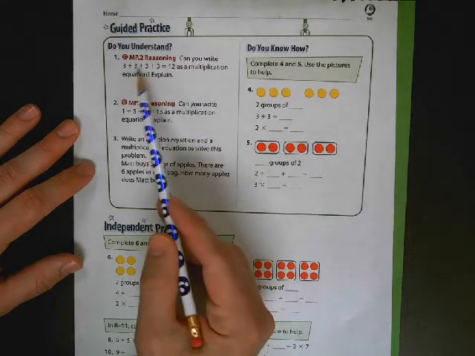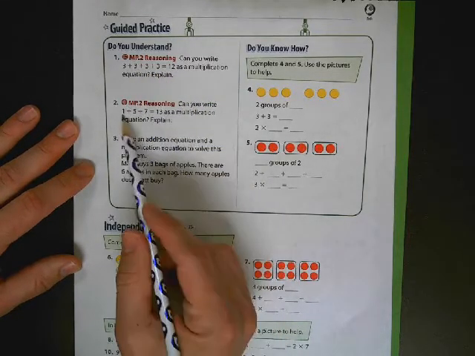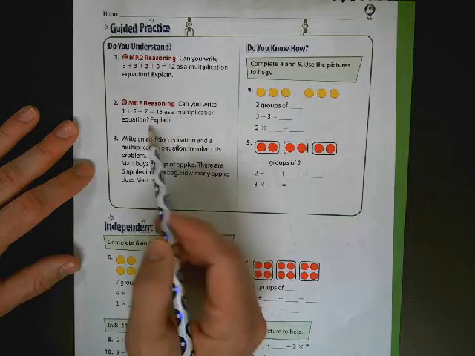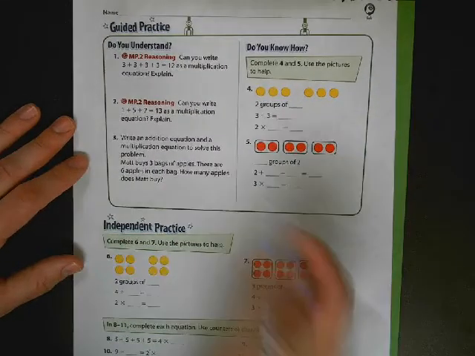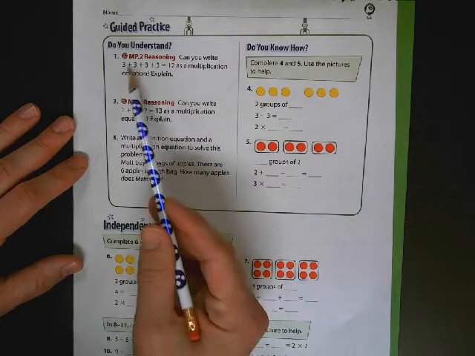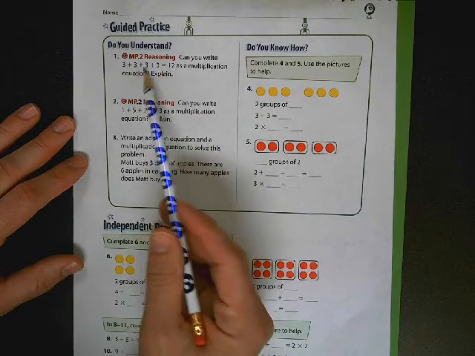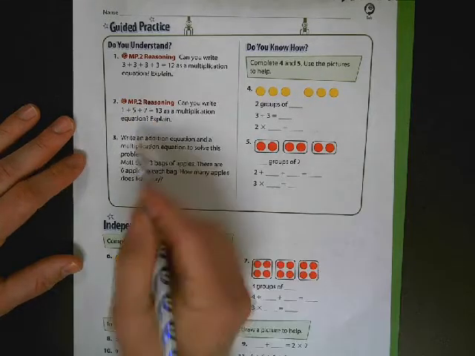Can you write 3 plus 3 plus 3 plus 3 equals 12 as a multiplication equation? Explain. Can you write 1 plus 5 plus 7 equals 13 as a multiplication equation? Explain. Those are the two that you have to think about. Yes, because we have some repeated equal groups here. Repeated addition, same number. Here you couldn't, absolutely, because you have 1 and 5 and 7.